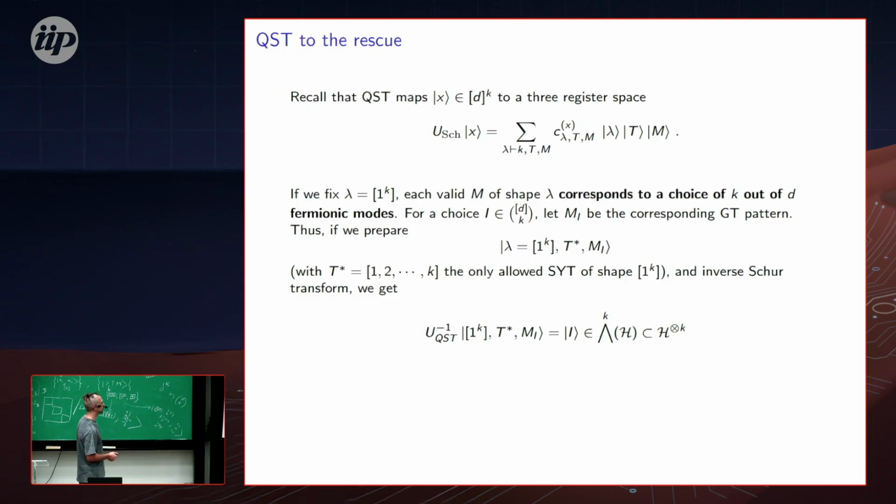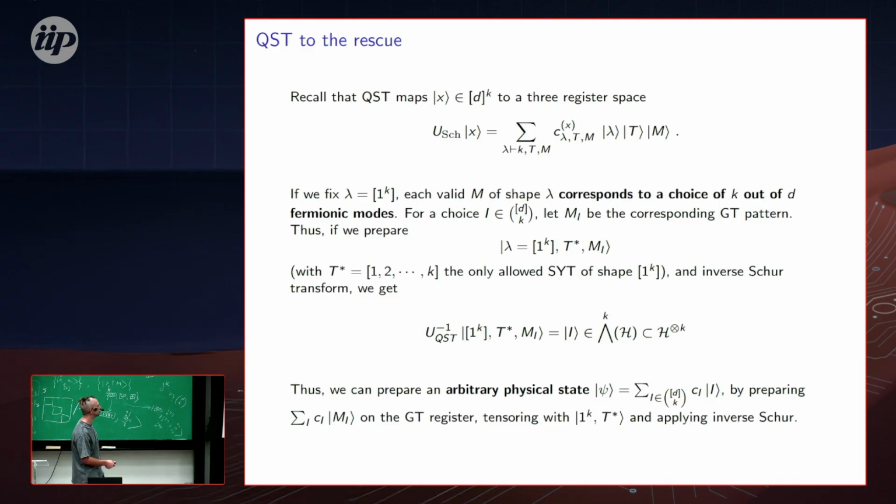Just an explanation: you can also produce completely symmetric states by using here the diagram with a single row of k boxes, and therefore you'll be producing bosonic states of fixed particle number in first quantization. So that's an interpretation of what the quantum Schur transform is doing here. And then you prepare an arbitrary physical state by preparing an arbitrary superposition on the Gelfand-Tsetlin register, and then tensoring with 1 to the k, T star, and applying the inverse Schur. Cool.